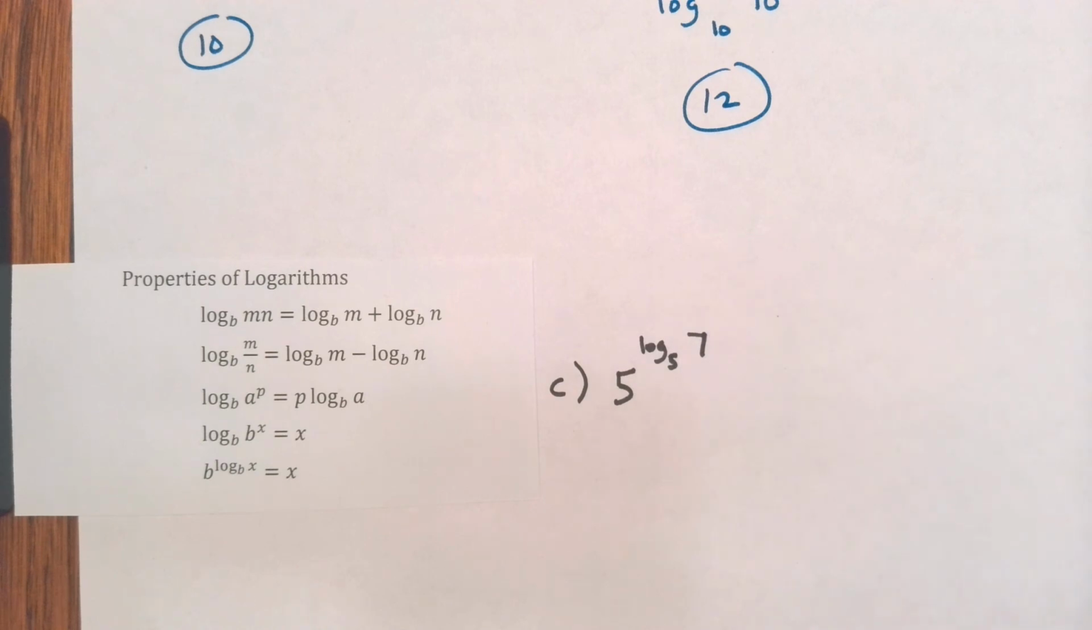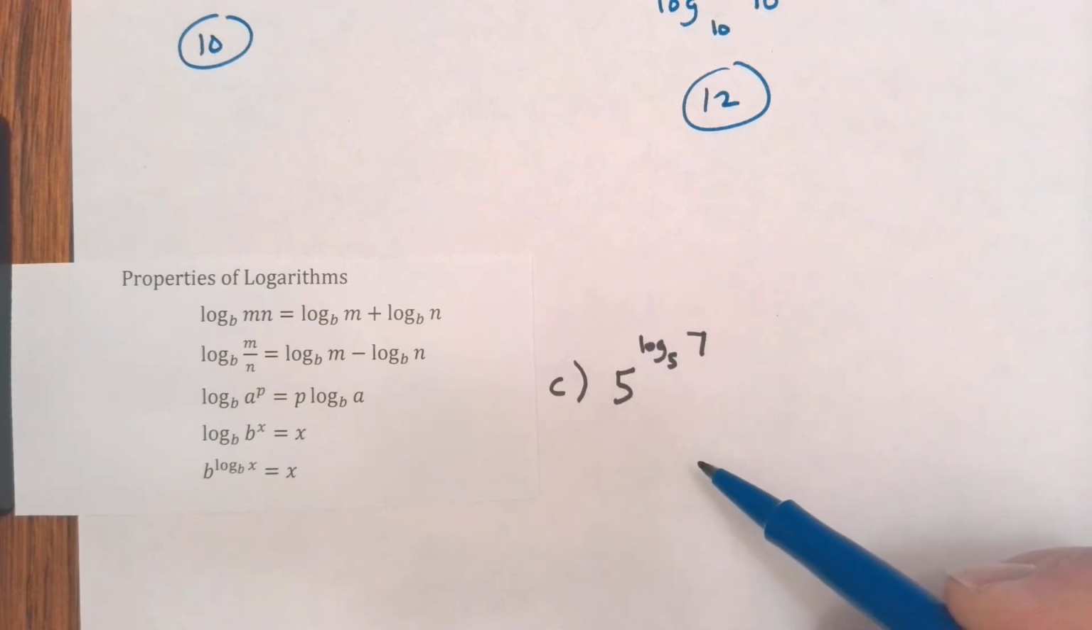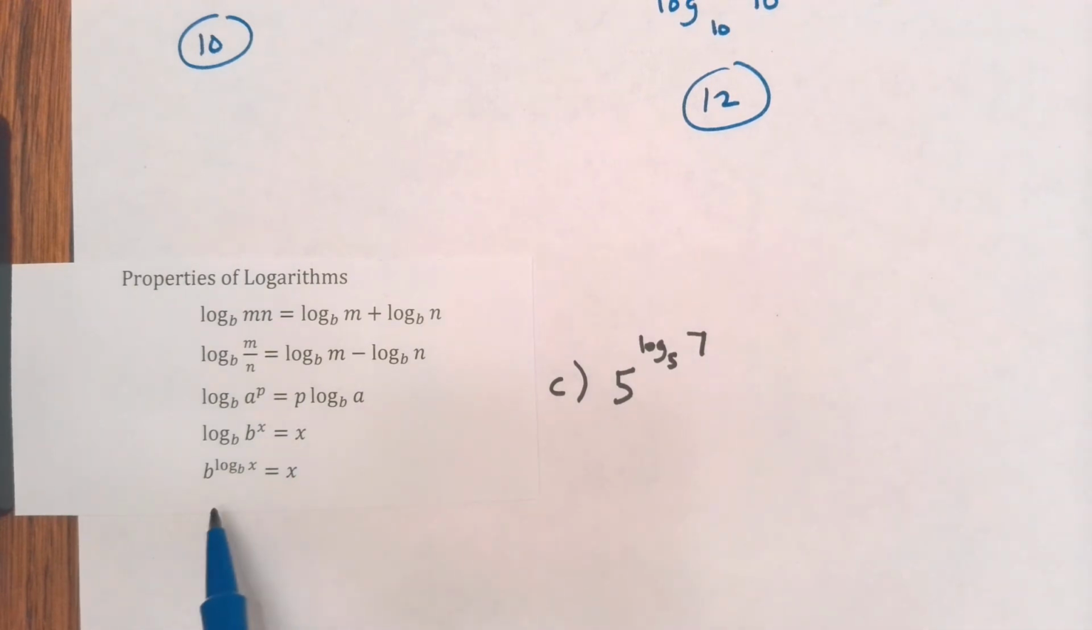This one looks a little bit different. This time we have an exponent with a log in it. We have 5 raised to a power. That power is log base 5 of 7. And if you look at this last property of logarithms, that's the pattern we have. This property says if you have a value that is raised to a log power, and your value and the base of the log are the same, so again, the base of the exponent and the base of the log are the same, they all basically cancel out with the log, and we just get x for an answer.